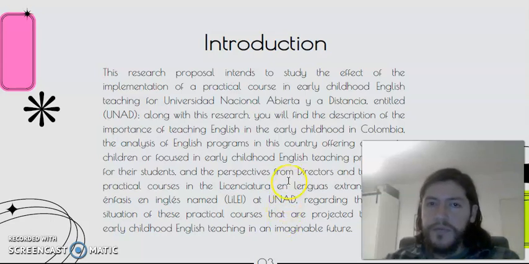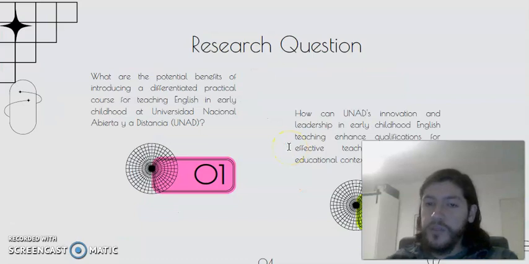And of course, I want to move to the research questions. In order to approach the problem, I have decided to make 2 questions. The first one: what are the potential benefits of introducing a differentiated practical course for teaching English in early childhood at UNAT? And also, how can UNAT's innovation and leadership in early childhood English teaching enhance the qualifications for effective teaching in the diverse English contexts? That's thinking on undergraduate students.